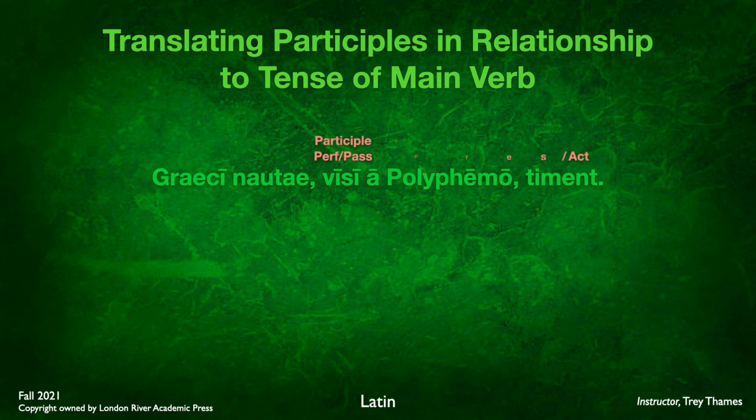Graeci nautae visi a Polyphemo timent. Now here we've changed the participle from a present active participle to a perfect passive participle. Here it's visi. This is the fourth principal part. And visi is in the nominative plural. It's modifying Graeci nautae, so the Greek sailors. Let's see how we translate this here.